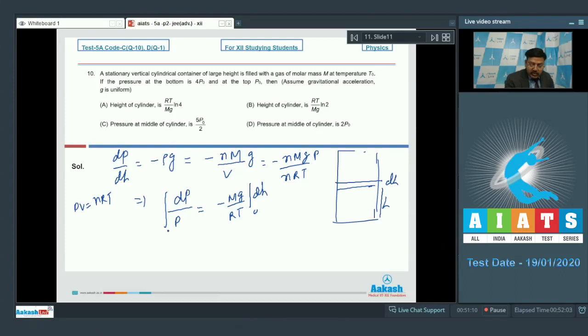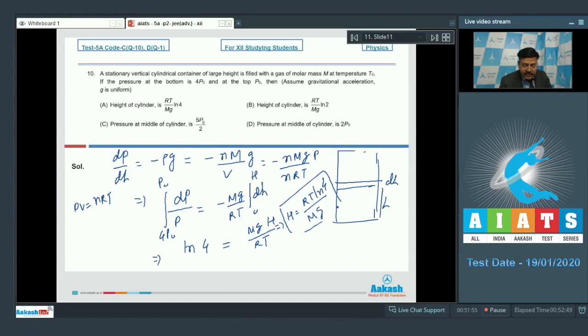So at h equal to 0, the value of P has been given as 4 P0, and if the height is capital H, at the topmost point the pressure is given as P0. So this gives us that ln 4 is equal to mgH by RT, which means the height of cylinder is equal to RT ln 4 divided by mg. If you look at the options, it is clearly matching with option A. Option A is correct and B is incorrect.